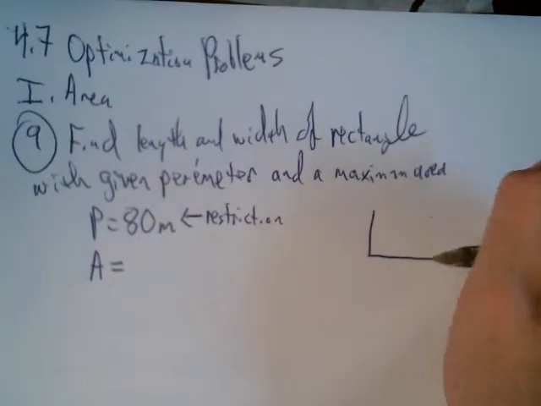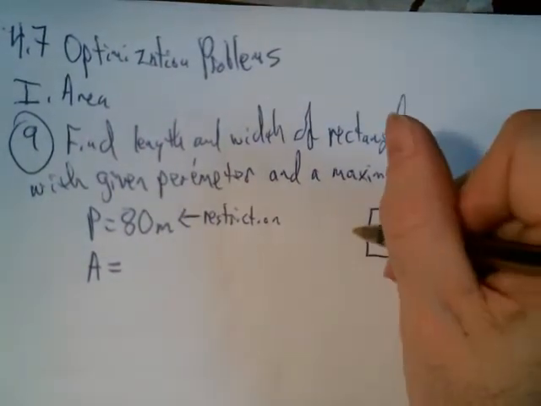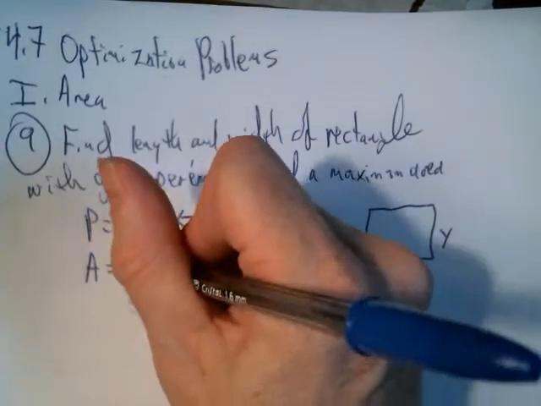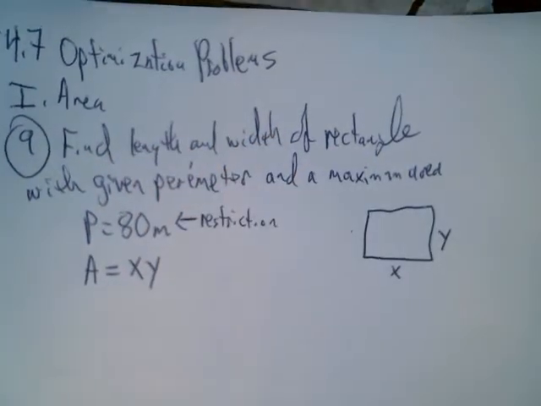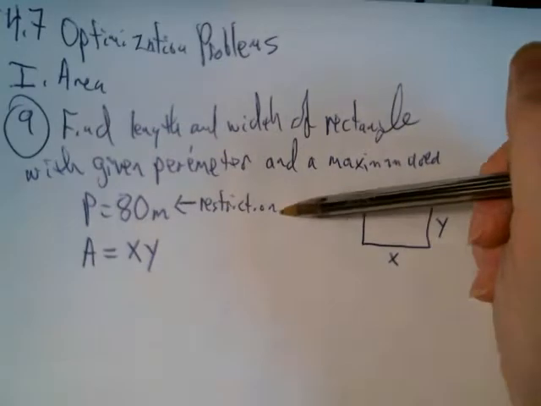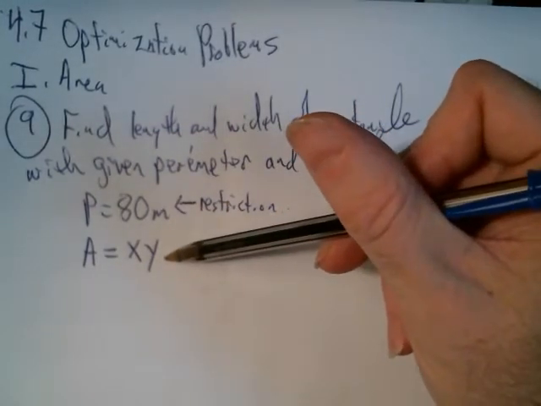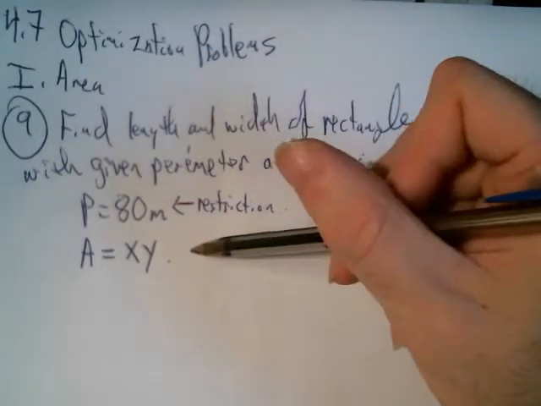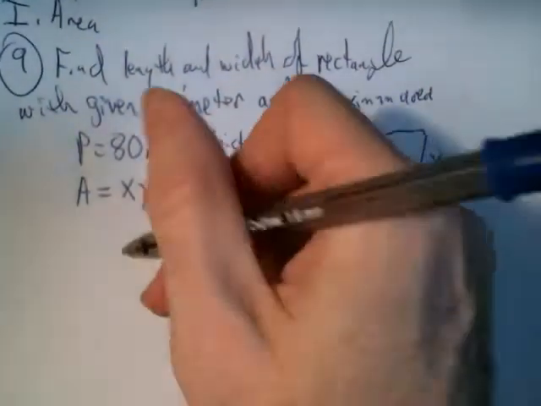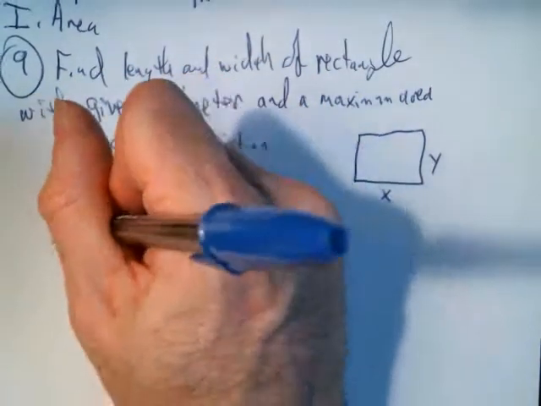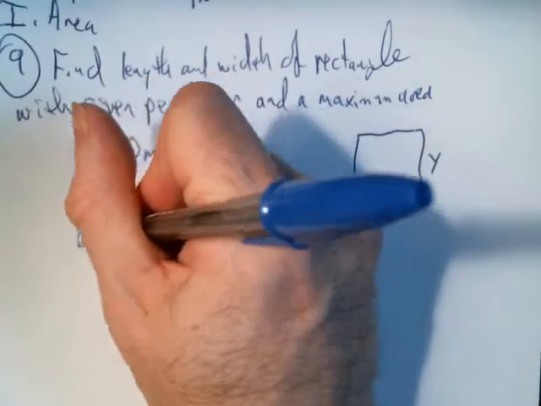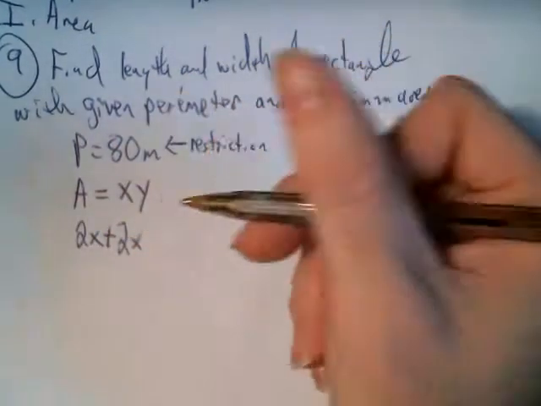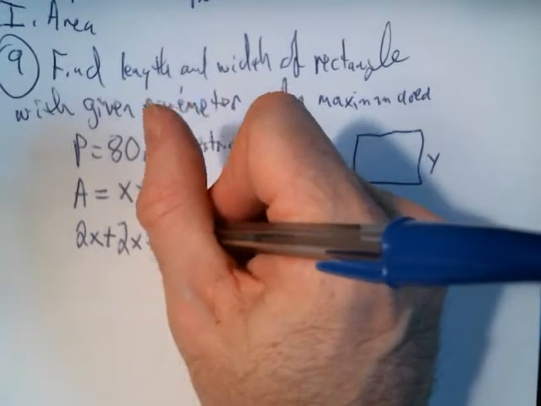So maybe we need a little picture here. Here's our rectangle. Let's call the base x and the height y. So A is equal to x times y. Okay, so what you're going to do is use the restriction to simplify the formula you want to optimize into one variable, take the derivative, find the critical number, and that should be your max or min. Okay, so the perimeter formula, you probably remember from basic geometry, 2 times width plus 2 times length equals P. In this case, that's 80.